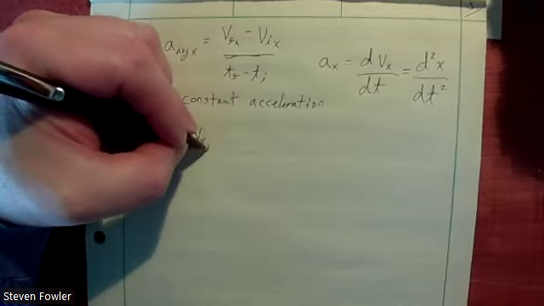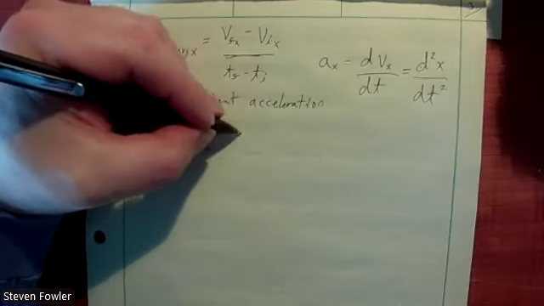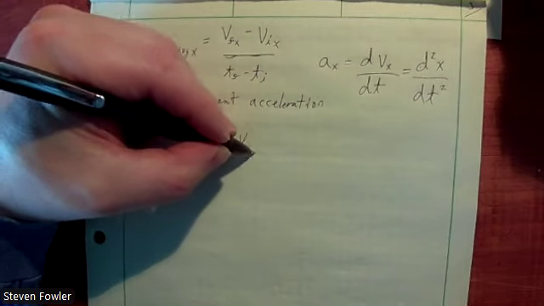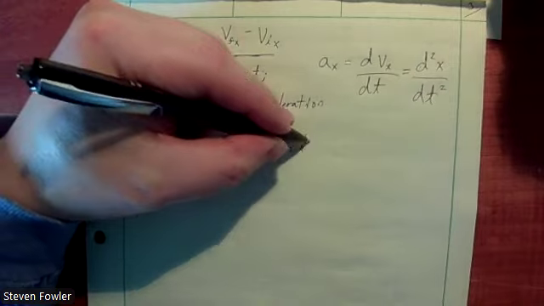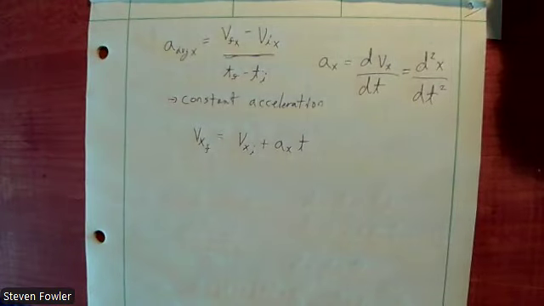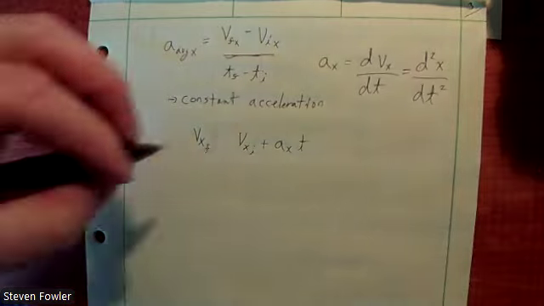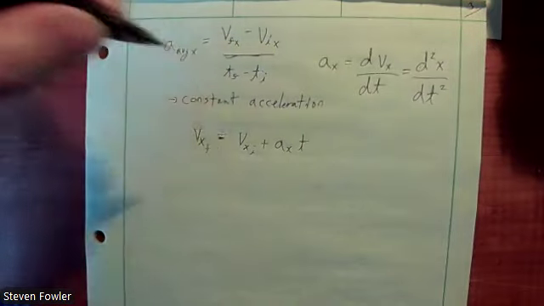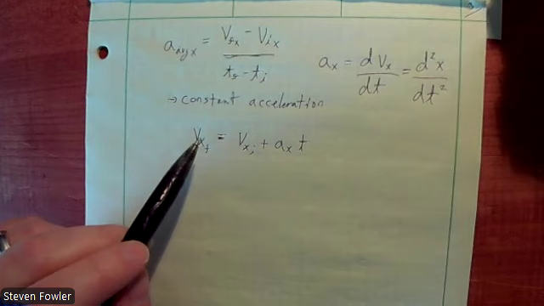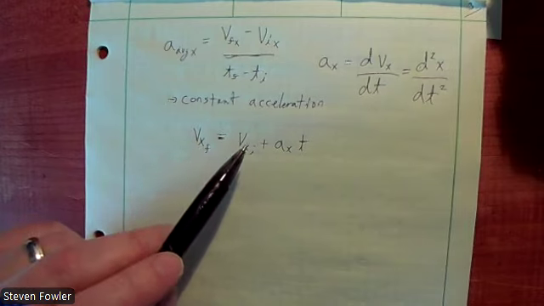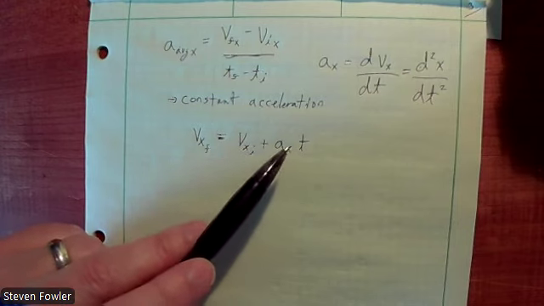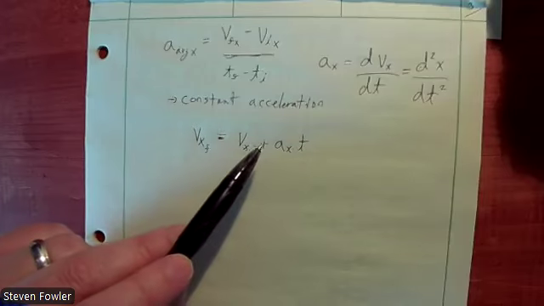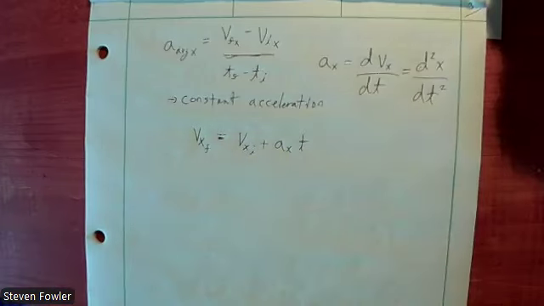You can say Vx final is equal to Vx initial plus ax times time. So if acceleration is just a constant quantity, then I can find the velocity in the x direction at any point given the initial velocity in the x direction plus the amount that velocity is going to change over time, added to this initial velocity, and that will give me the final velocity.